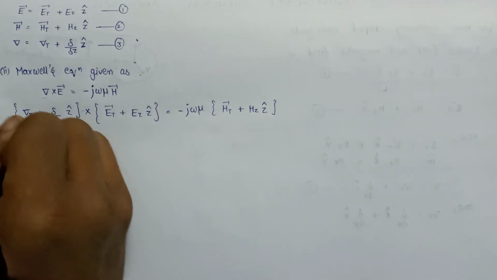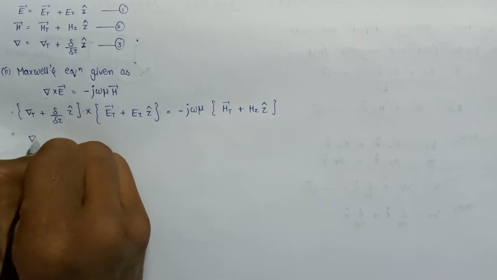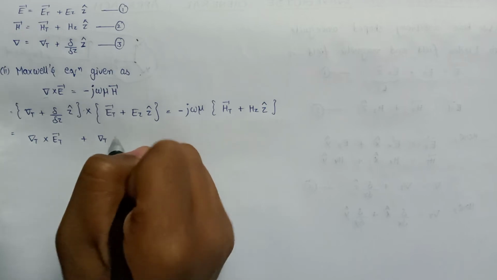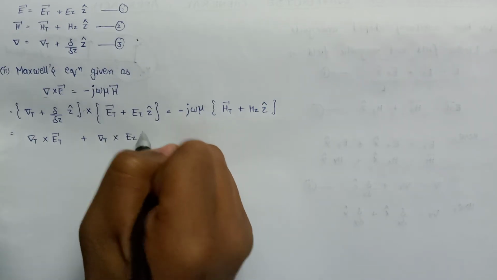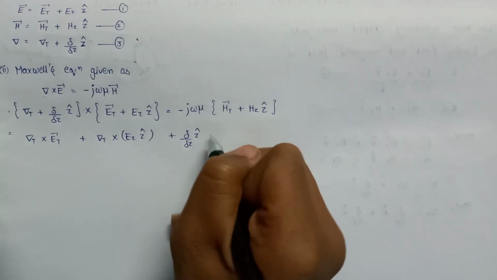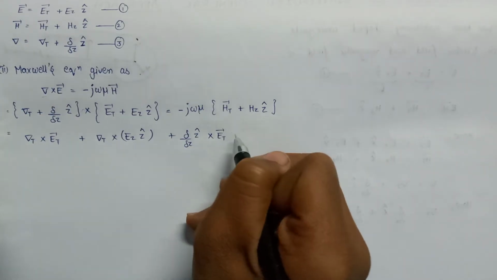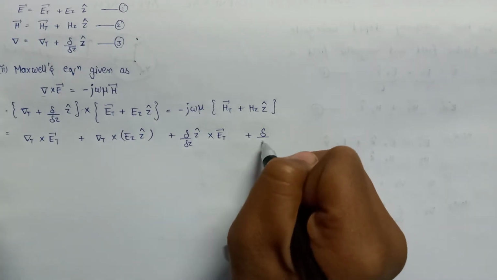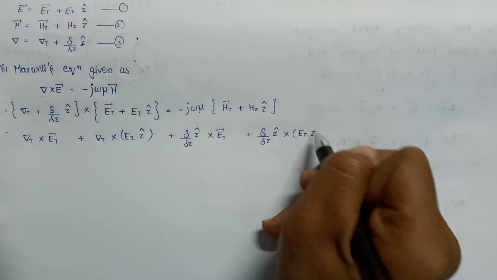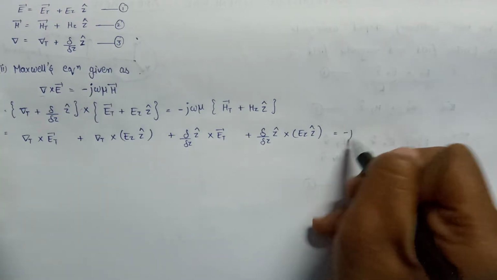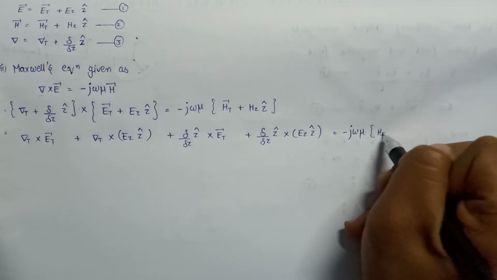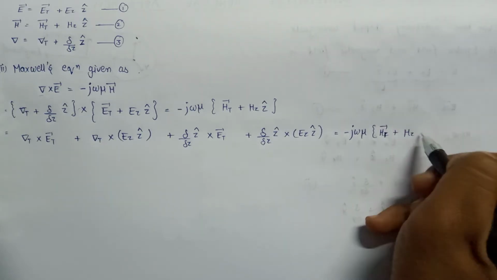Now on opening the bracket we get del transverse cross E transverse plus del transverse cross Ez Z cap plus del over del Z of Z cap cross E transverse plus del over del Z of Z cap cross Ez Z cap equals minus j omega mu times H transverse plus Hz Z cap.